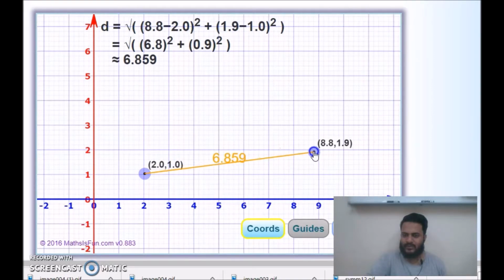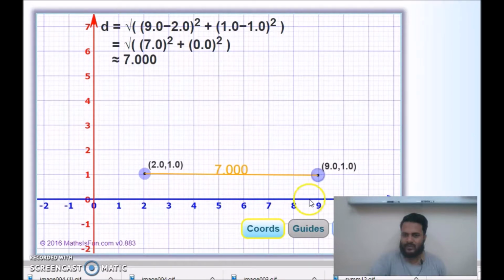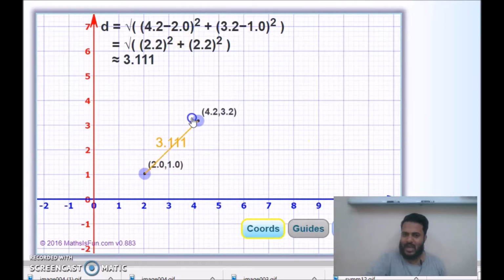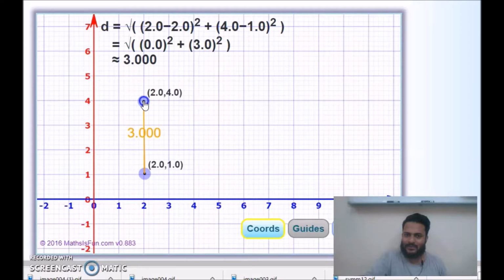Take another point. See this one, it's a very nice one, right? The distance between these 2 points, (2, 1) and (9, 1), means it is horizontal to the x-axis. So the y value becomes the same, 1 and 1. The x value differs, 9 and 2. So what's the distance? 9 minus 2, 7. If you calculate through this distance formula also, you will get the same answer.